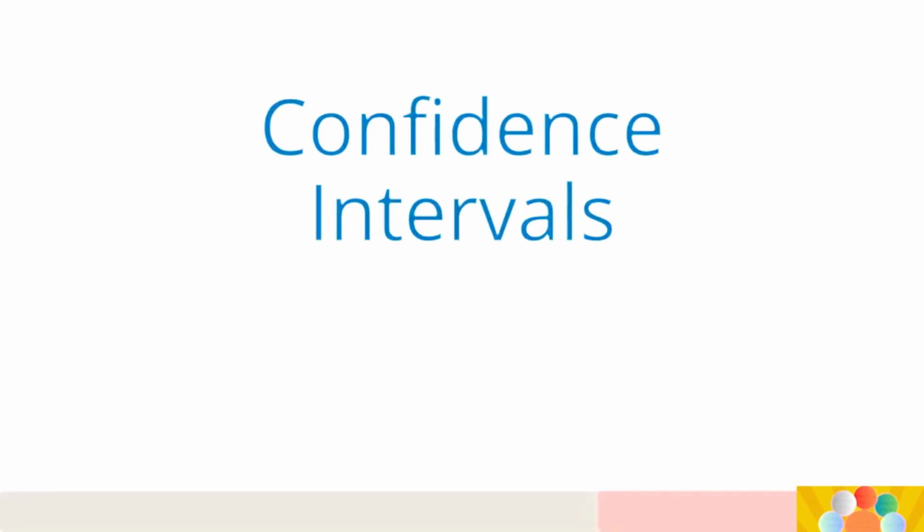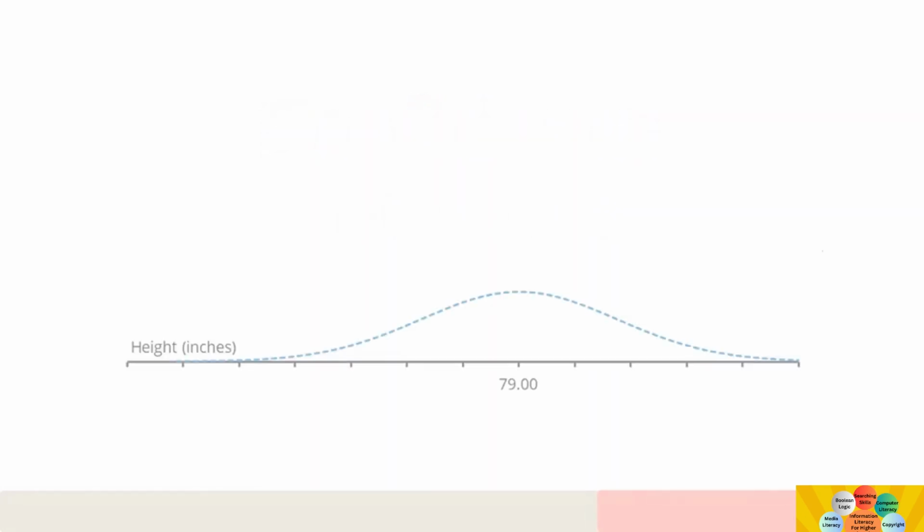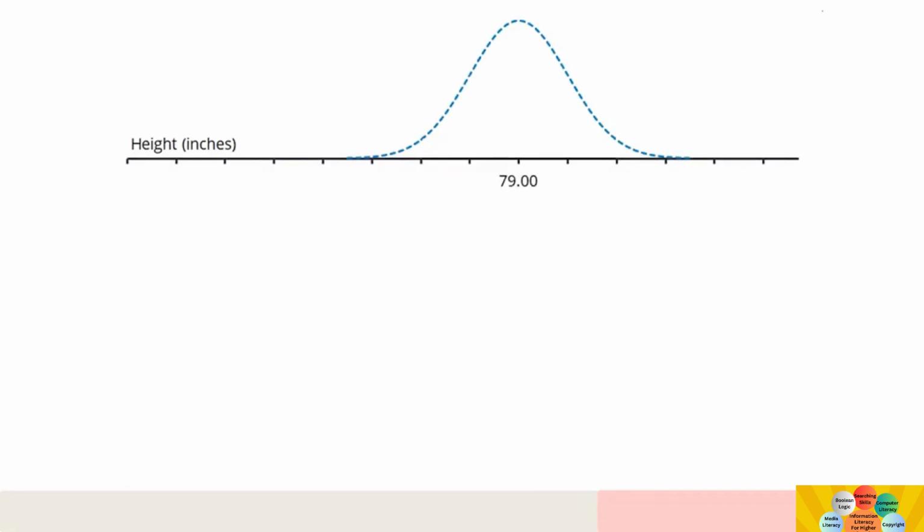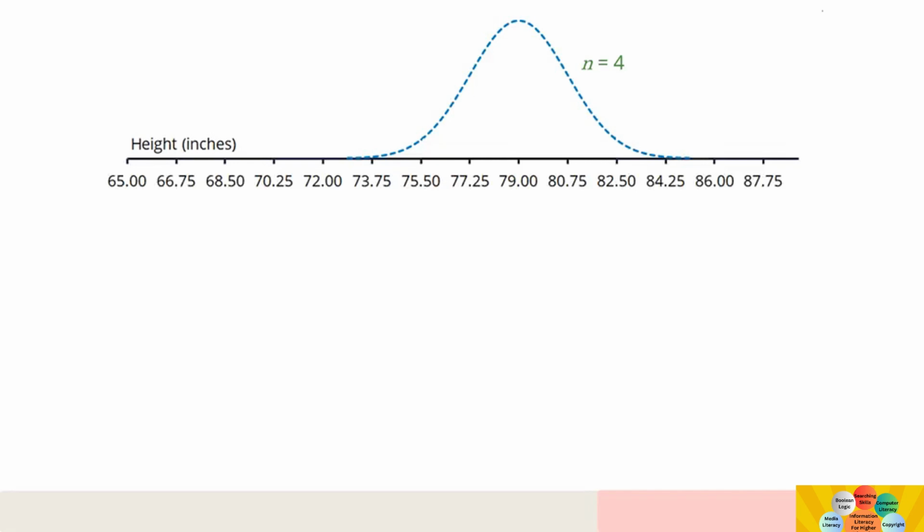To illustrate how confidence intervals work, let's start with the population of NBA heights from the 2014 season, which you may remember had a mean of 79 inches with a standard deviation of 3.5 inches. And then let's think about a sampling distribution of means from this population for samples of 4 players. Notice that the x-axis here is marked off in increments of 1.75, which is one standard error for a sampling distribution with n equals 4.